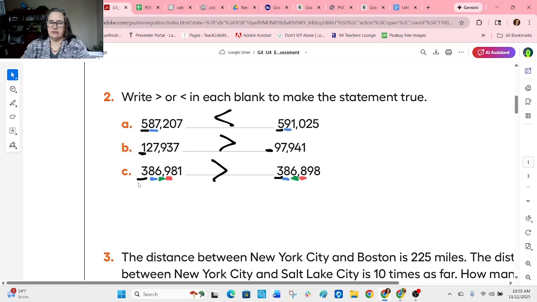This last one, we have to go pretty deep. So when you start in the 100,000s, both have 3. When you go to the 10,000s, both have 8. When you go to the thousands, both numbers have 6. When you go to the hundreds, this one has 900s and the other one has 800s. So again, regardless of what comes after this, because there are more hundreds in this number than this number, that means this number is greater. So 386,981 is greater than 386,898.